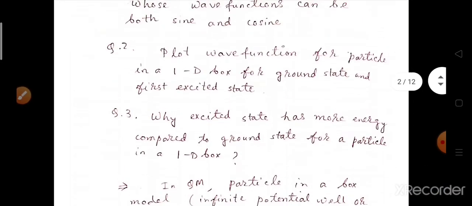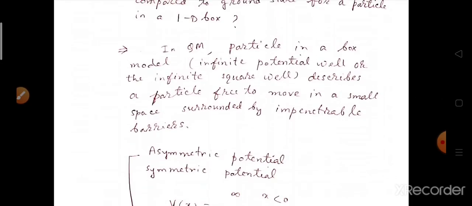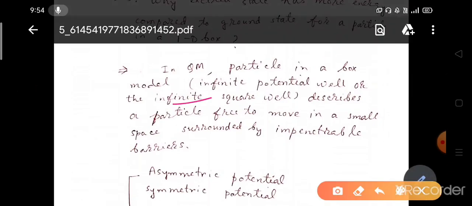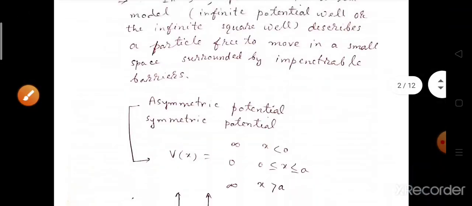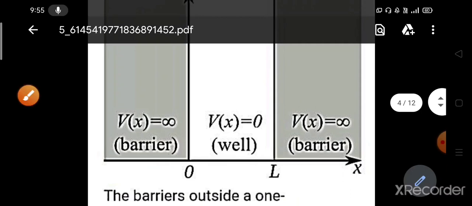First, you should know what the one-dimensional box potential is. The one-dimensional box model is the infinite potential well or the infinite square well, where the particle is free to move in a small space surrounded by impenetrable barriers. That is, suppose you have a potential, and look here, this is a potential box.